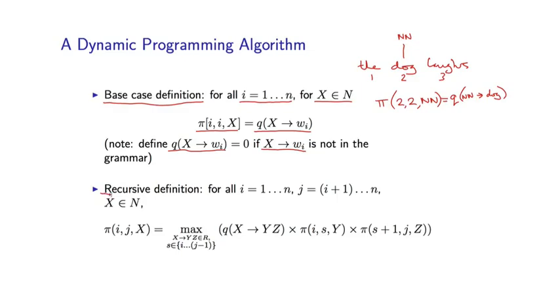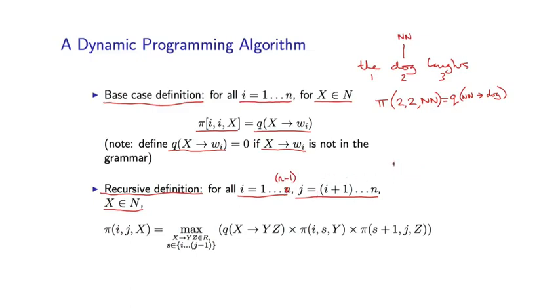The recursive definition is more involved, and I'll first give the definition, and then on the next slide I'll give an example and try to describe why this recursive definition is correct. Okay, so this is for any case where we have i in the range 1 to n and j in the range i plus 1 to n. Actually, this should really be n minus 1. Sorry about that.